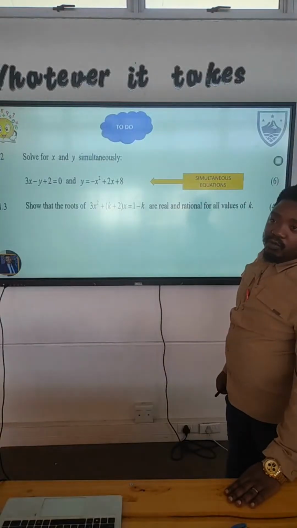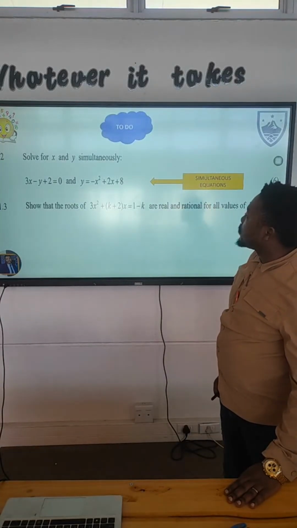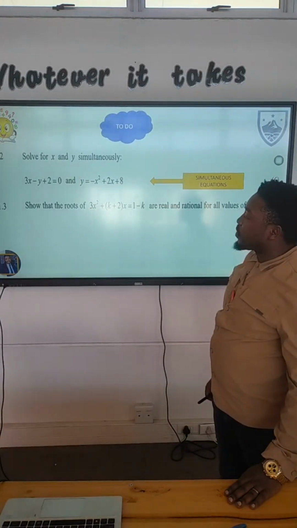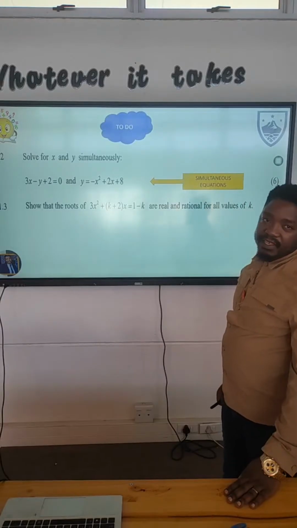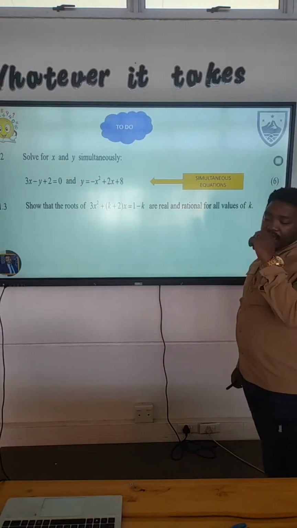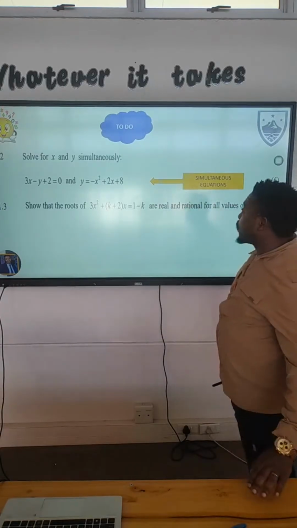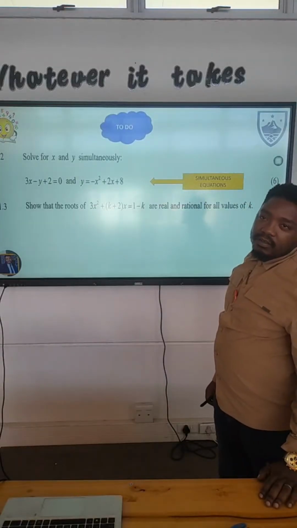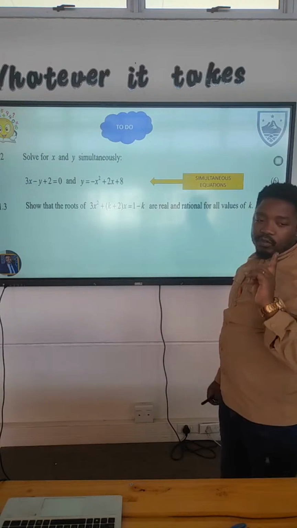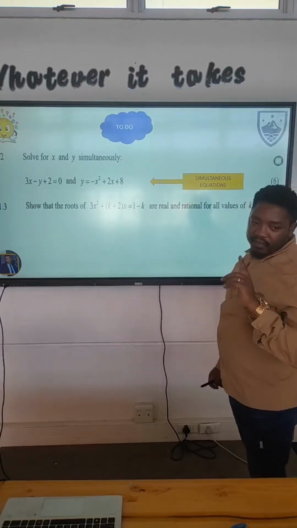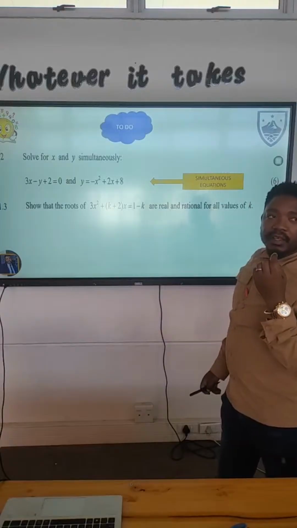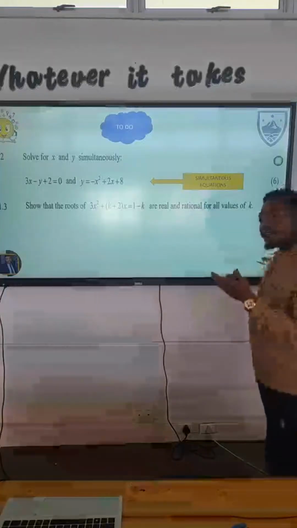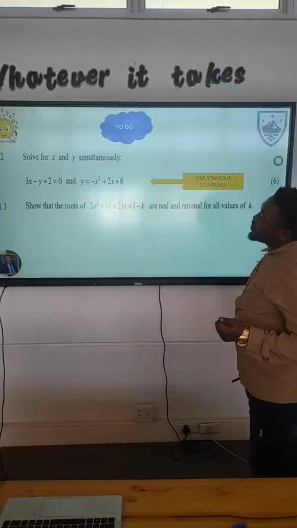Good thing about the grade 12s and the grade 11s is that you are only given 2 variables to solve. So we have x and y. It can be x and z, but you will only have 2 variables to solve. So in any mathematical problem, if you have to solve 1 variable, you need 1 equation. If you have to solve 2 variables, you need 2 equations. If you have to solve 3 variables, you will need 3 equations, and so on and so forth.